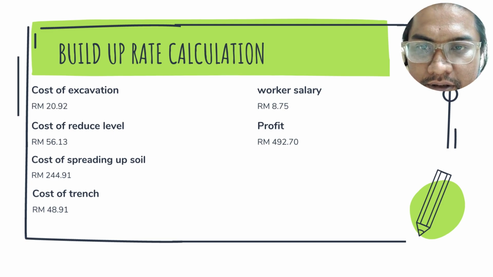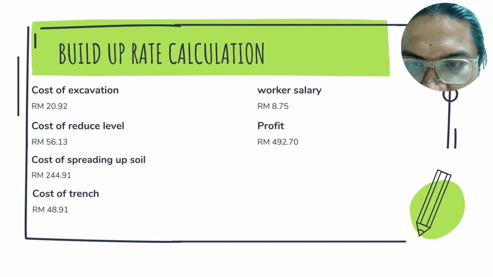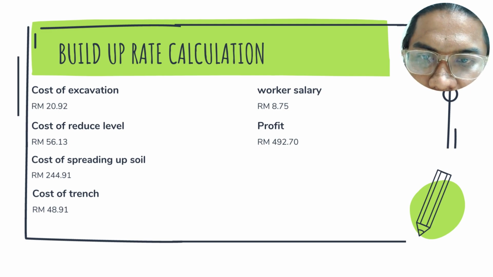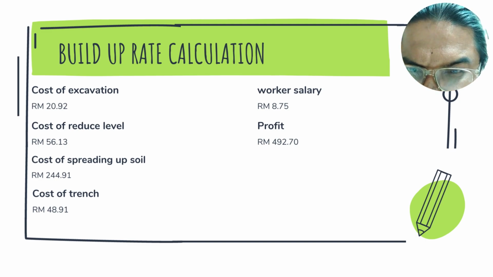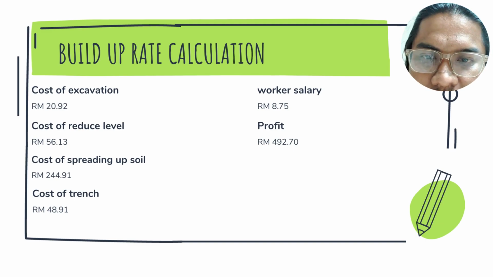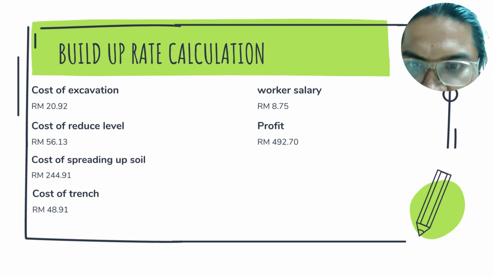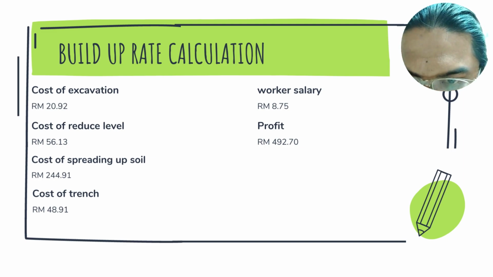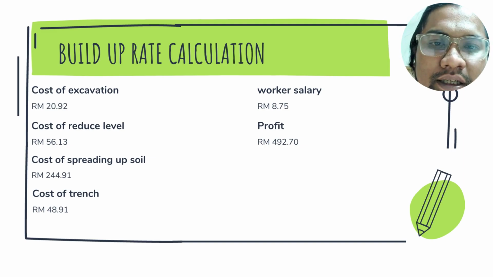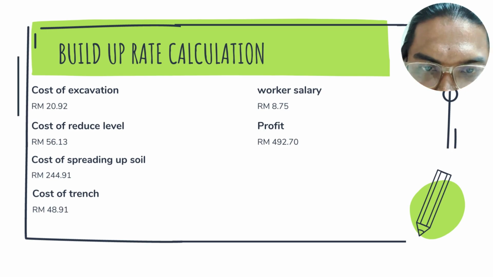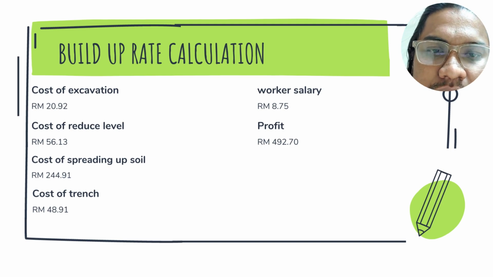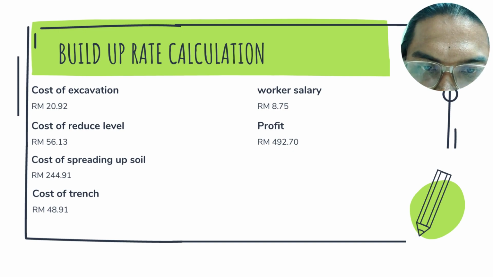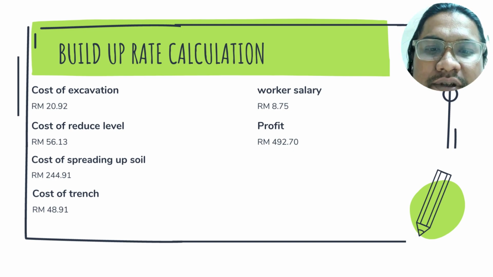So for the first one is the cost of excavation, 20 ringgit and 92 cent. For the cost of reduced level, 56 ringgit and 13 cent. Cost of spreading soil is 244 and 91 cent. Cost of trench 48 ringgit and 91 cent. For the worker salary, 8 ringgit and 75. So for the profit which is 492 and 70 cent.